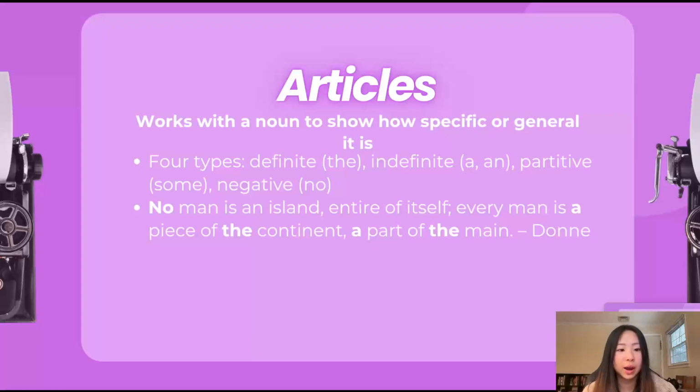Articles basically work with a noun to show how specific or general it is. In English, we have four types of articles: definite, which is the; indefinite, which is a or an; partitive, which is some; and negative, which is no. One example is John Donne writing, "No man is an island entire of itself. Every man is a piece of the continent, a part of the main." In that sentence, no is a negative article. A and the are articles as well.